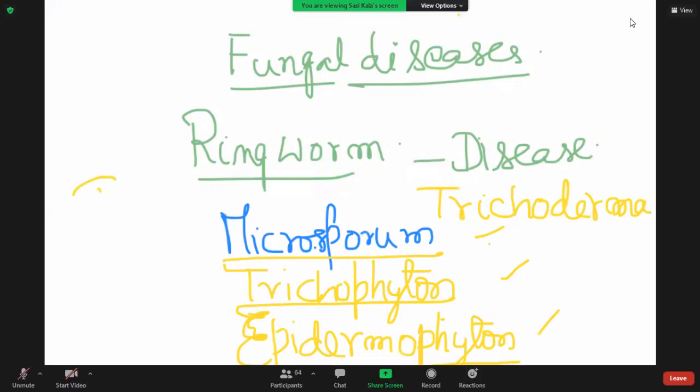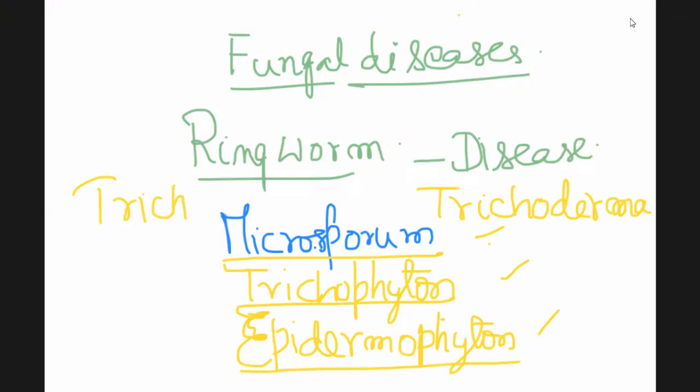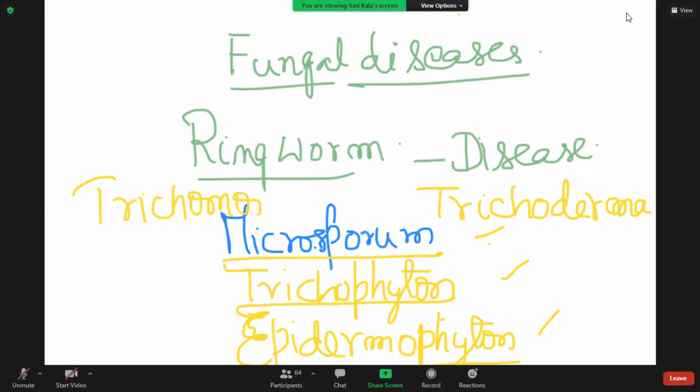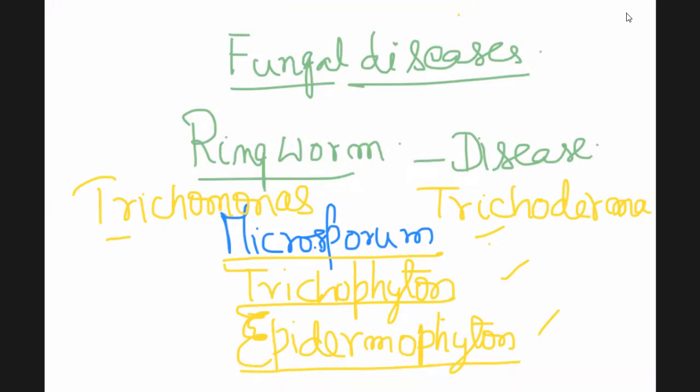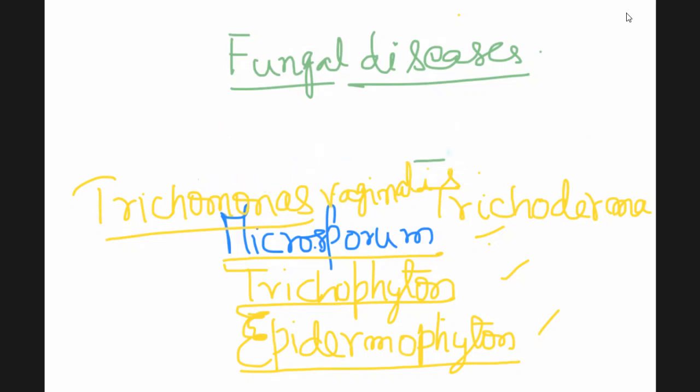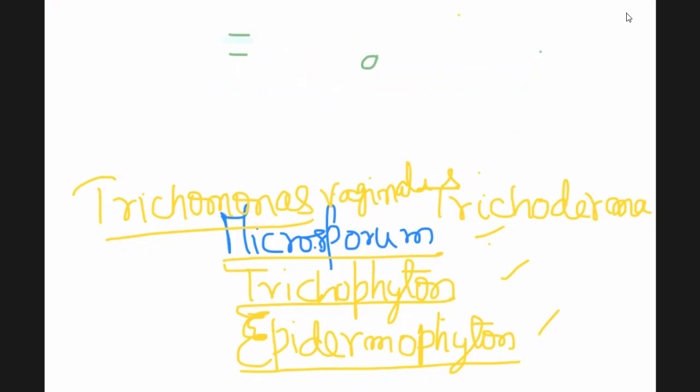Then there is a protozoan parasite which causes infection to the reproductive tract, Trichomonas vaginalis. From the name, what can you guess? Which part is affected? Vagina. Yes, vagina. It can attack men also. So it's a sexually transmitted disease.